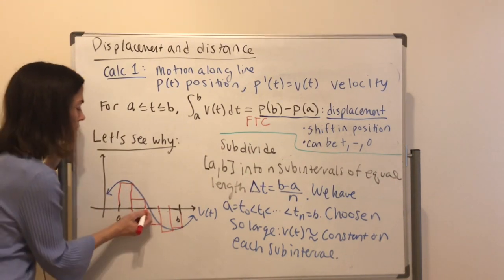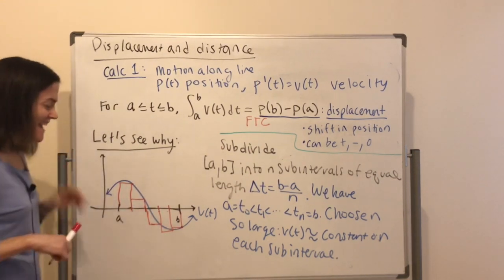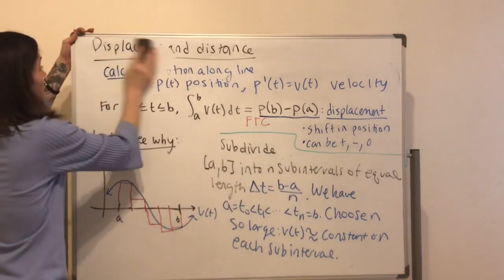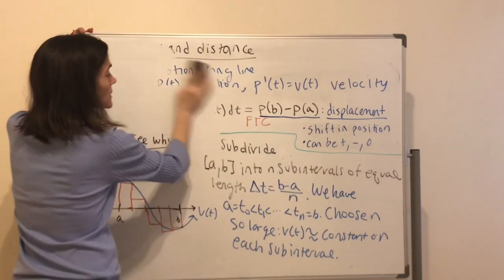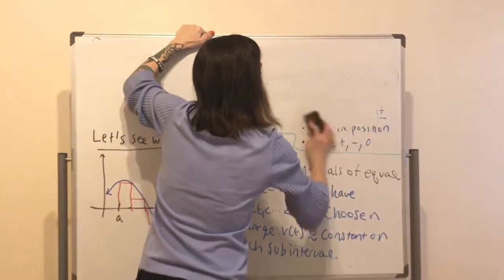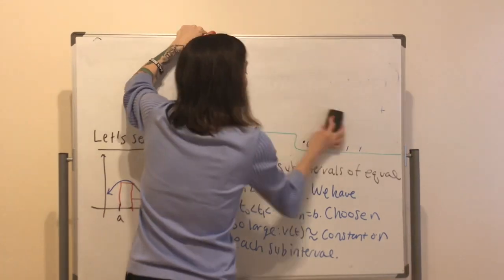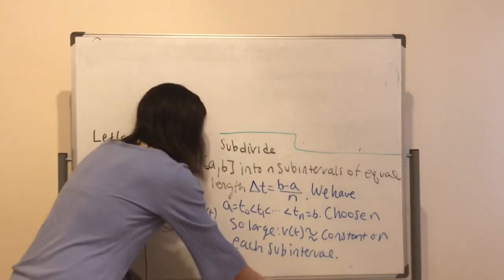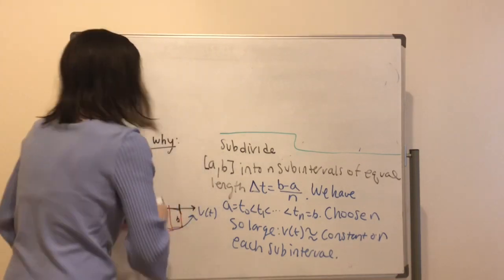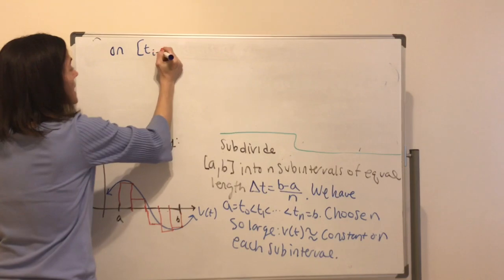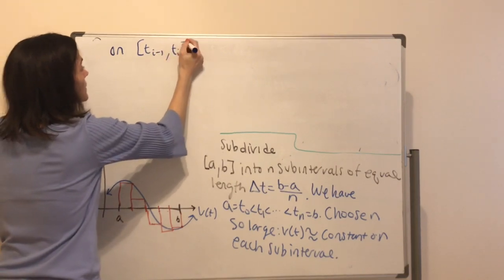Okay, so for example, here is a picture. Now, let me come up here. I will erase everything except for what we're currently working on, which is the Riemann sum. Okay, so let's look at just a subinterval from t_{i-1} to t_i.